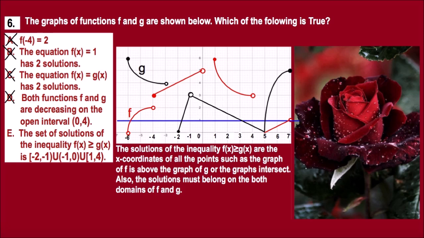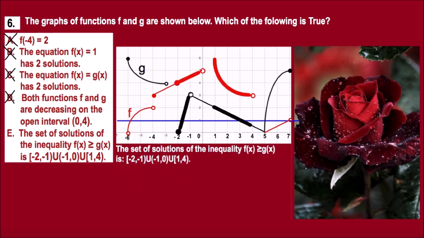The solutions of the inequality f of x is greater or equal to g of x are the x-coordinates of all the points such that the graph of f is above the graph of g or the graphs intersect. Also, the solutions must belong to both domains of f and g.